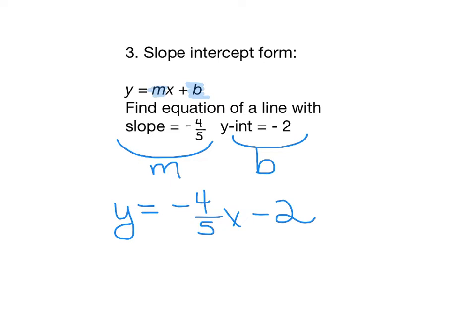Now, let's say they gave you this information, but then they said, after you put it in slope-intercept form, now put it in standard form. So again, remember, standard form is ax plus by equals c. No fractions though. And the number in front of x has to be positive. So the first thing I'm going to do is clear my fraction. I'm going to multiply everything by 5.